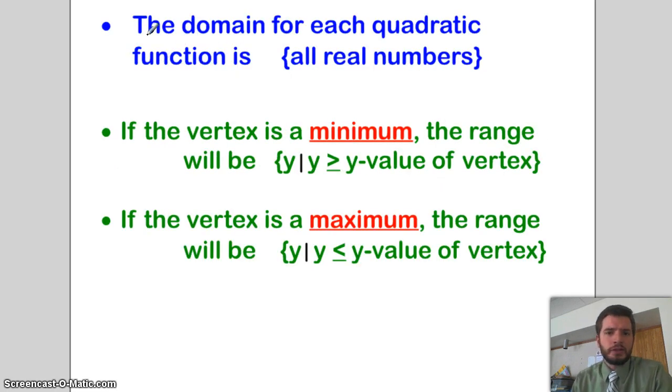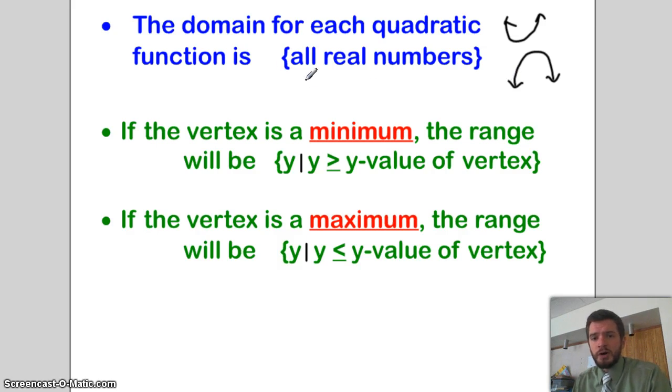Now we know that the domain for every quadratic function is always going to be all real numbers. Even if it's facing up or if it's facing down, it's always going to keep getting bigger and bigger. It's never going to stop. So that's always going to stay the same. The domain for every quadratic is always going to be all real numbers. We'll talk about interval notation, which would be negative infinity to positive infinity.